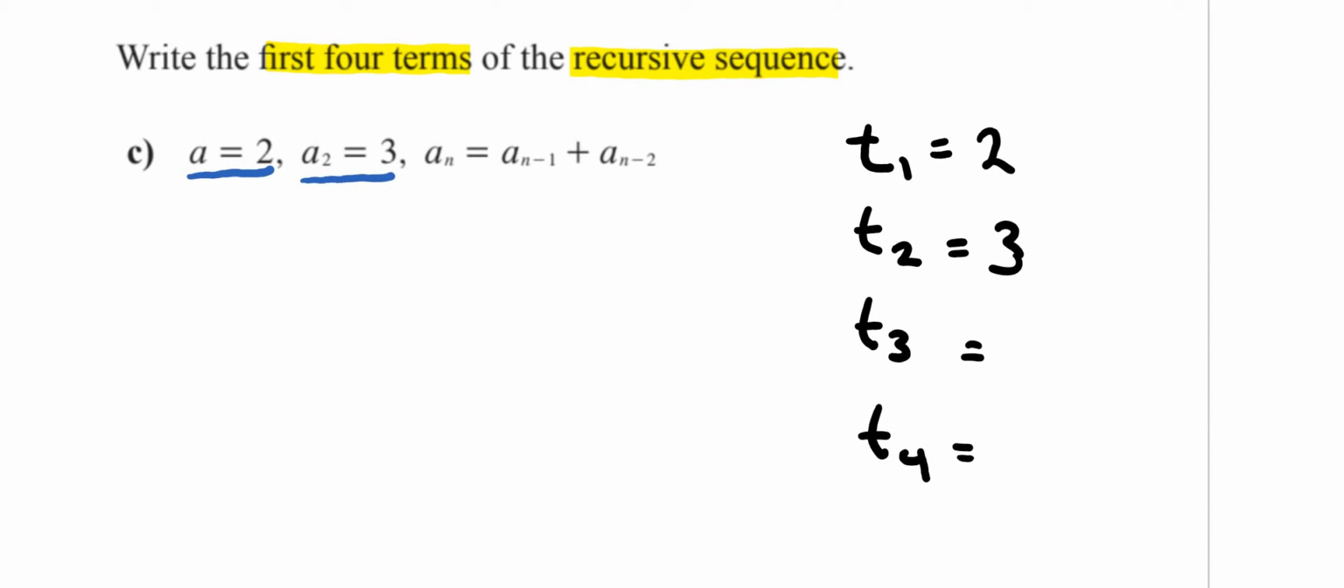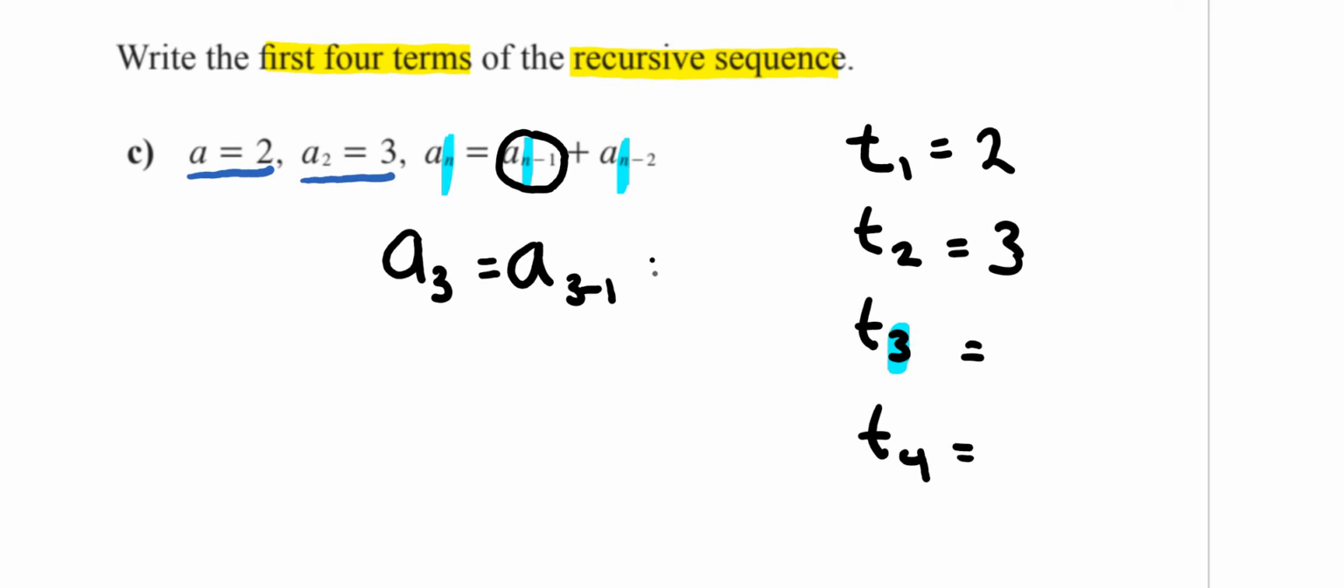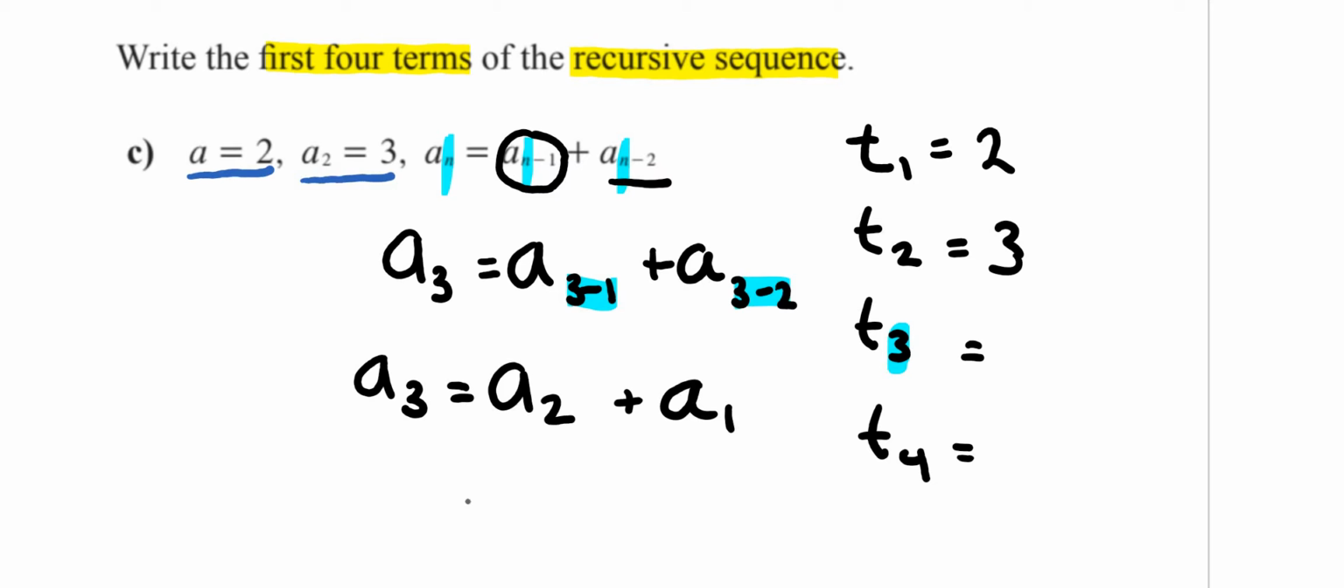Okay, if I want to find the third term, you need to change all the n values to 3. So this would be a of 3 equals... Now over here, if n is 3, this is really a with a subscript of 3 minus 1, plus a, and over here I have n minus 2, so the subscript there would be 3 minus 2. If I go ahead and evaluate my subscripts here, this will be a of 2 plus a of 1.